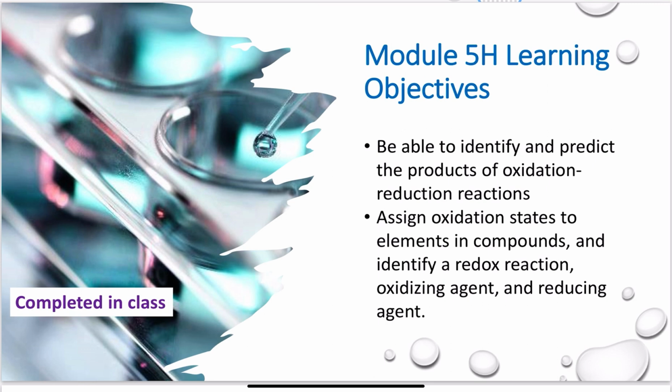So you should be able to identify and predict the products of oxidation reduction reactions that can happen from single displacement or double displacement reactions. It happens in other reactions too, but those are the easiest ones to see. You should be able to assign oxidation states to elements and compounds, and identify a redox reaction, oxidizing agent, and reducing agent.